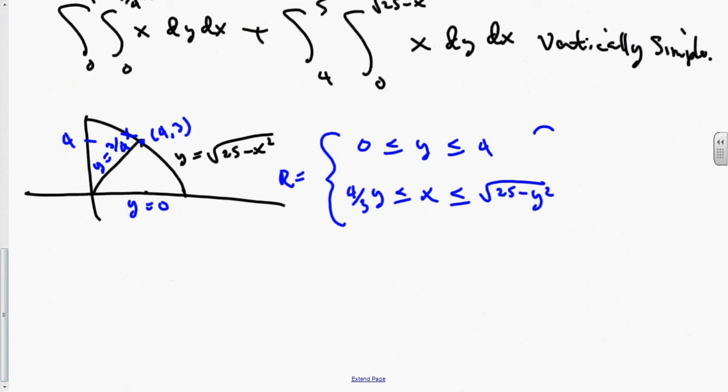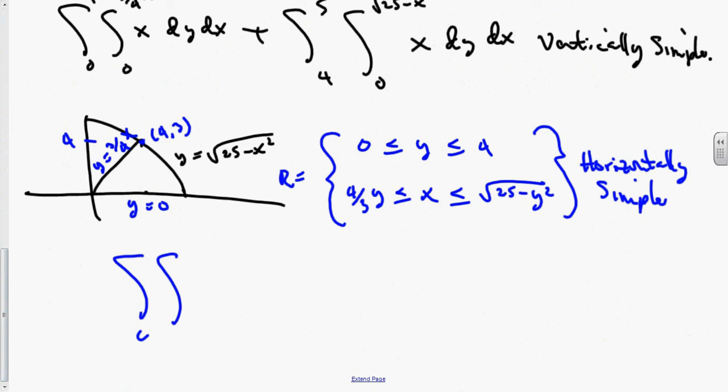This is horizontally simple. Go back and look at how the horizontally simple was defined. Two horizontal lines, c to d, and then below is h sub 1 of y, a function of y, and above, h sub 2 of y, a function of y. And then dx dy for the horizontally simple. That's why we had to write this function here as 4/3 y, right? Just took y equal to 3/4 x, solved for x, so x equals 4 over 3 y. That's all we did there. The same thing for y equal to the square root of 25 minus x squared. Just solve for x in terms of y.